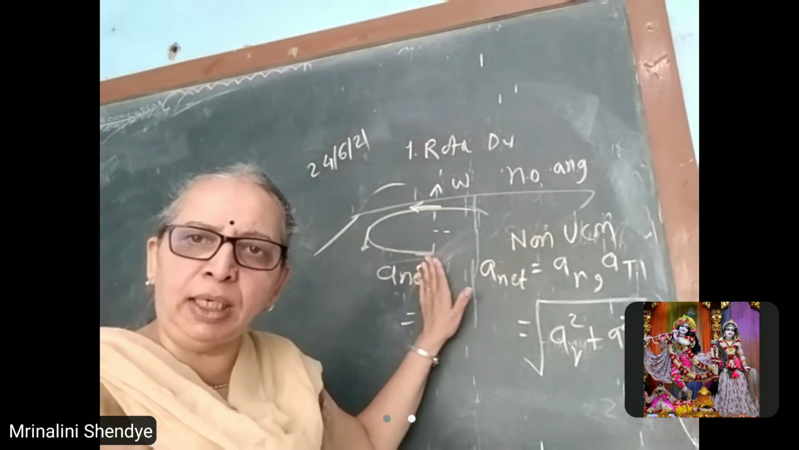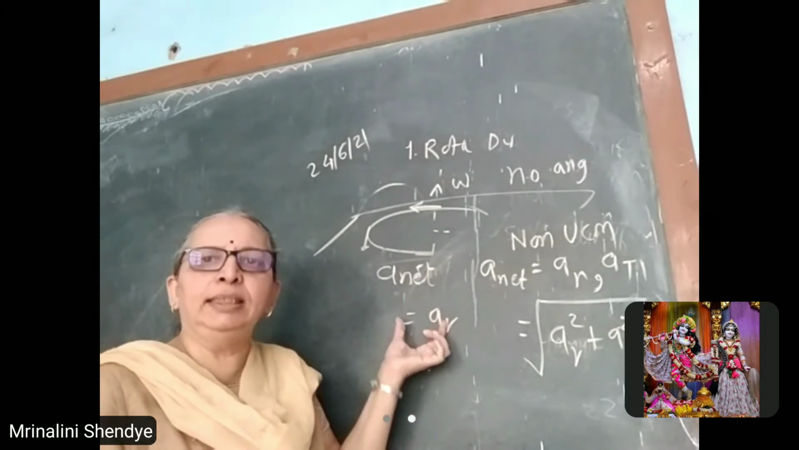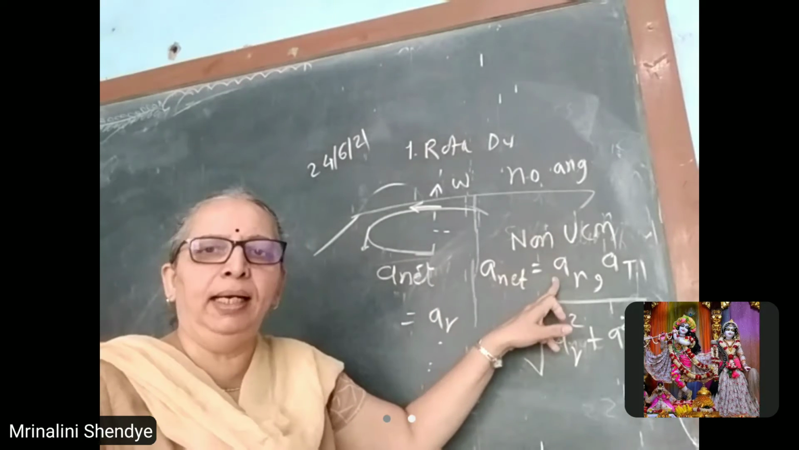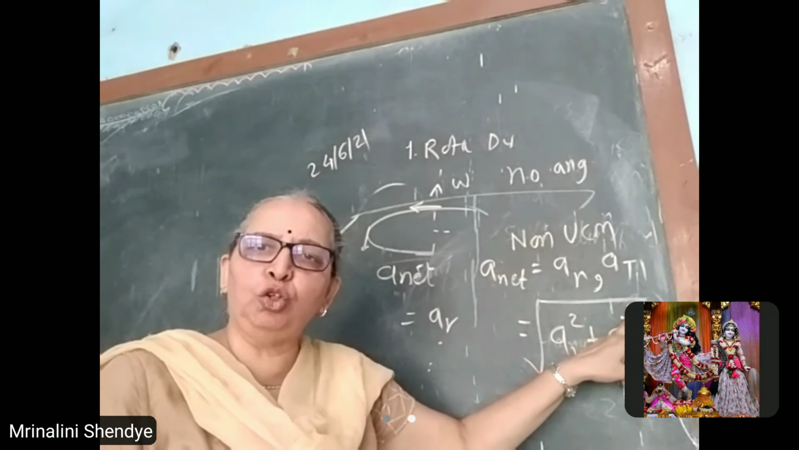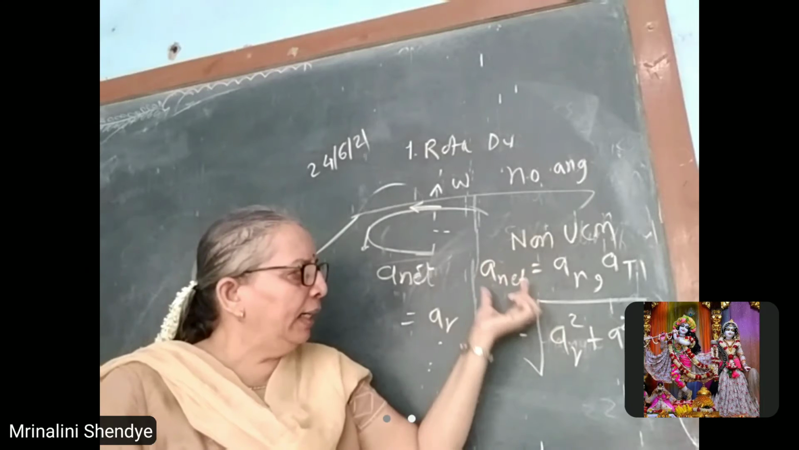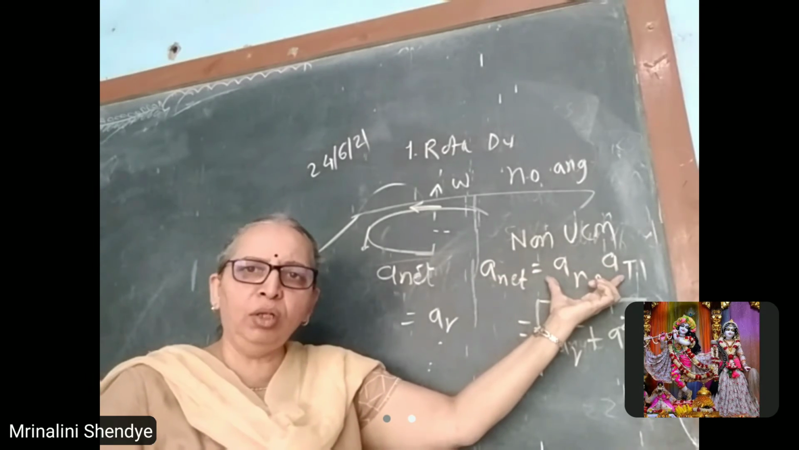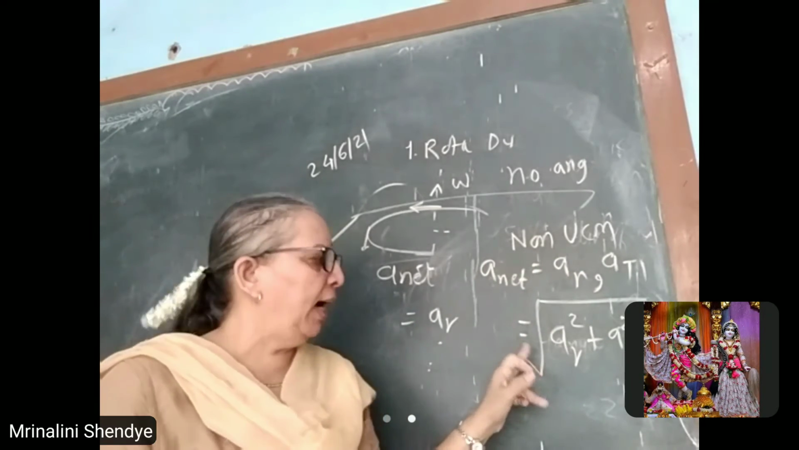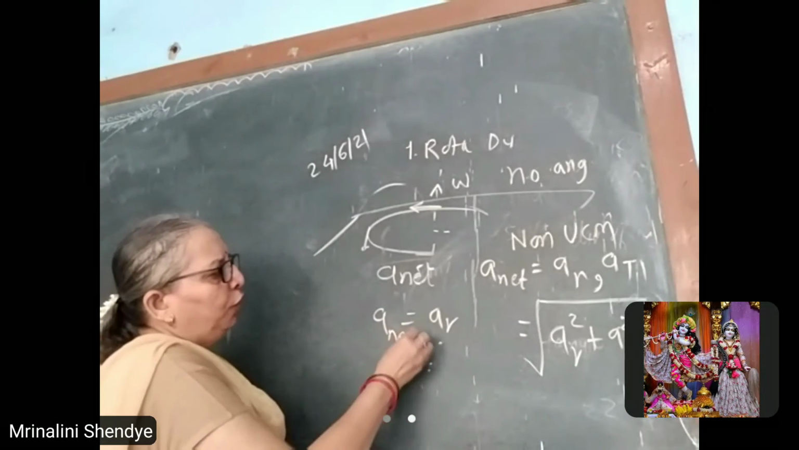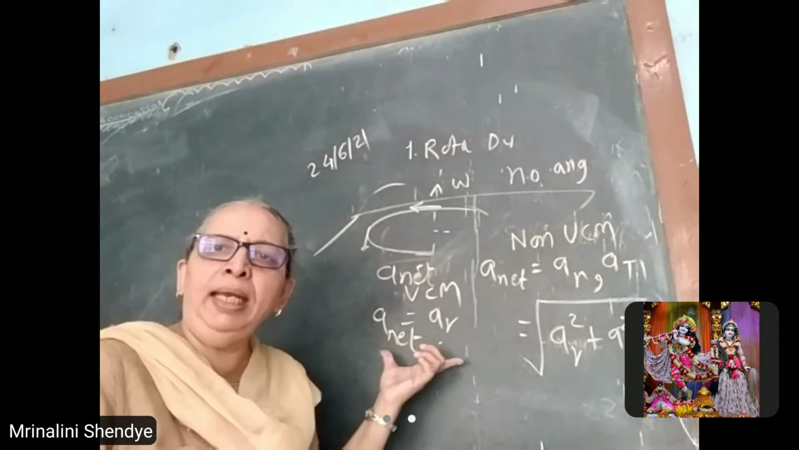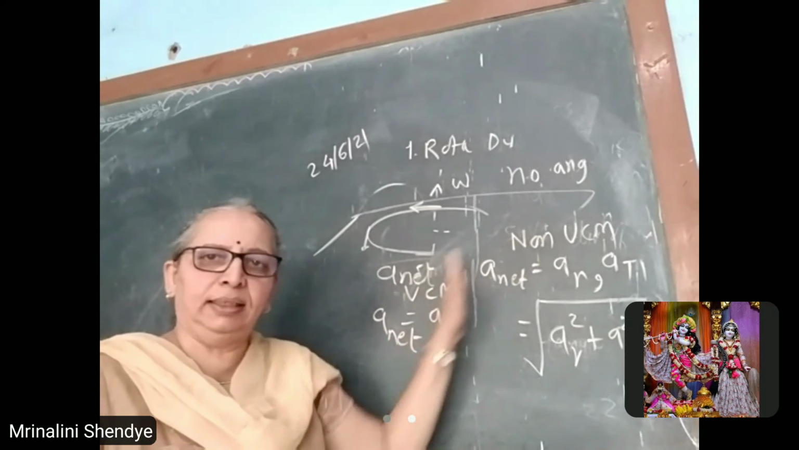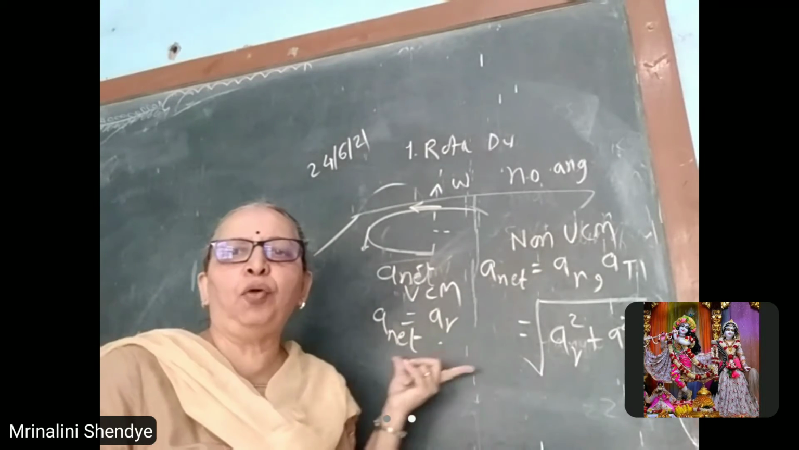In uniform circular motion, net acceleration is equal to radial acceleration. In non-uniform circular motion, along with radial, tangential acceleration is also there. It is due to the change in magnitude of linear velocity, and net acceleration is the effect of both of these. Net acceleration is given by the square root of AR square plus AT square, whereas A net in uniform circular motion is simply equal to AR. So the acceleration is present in both cases, only their values differ from each other.